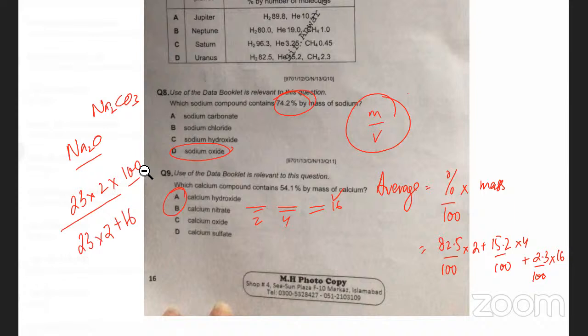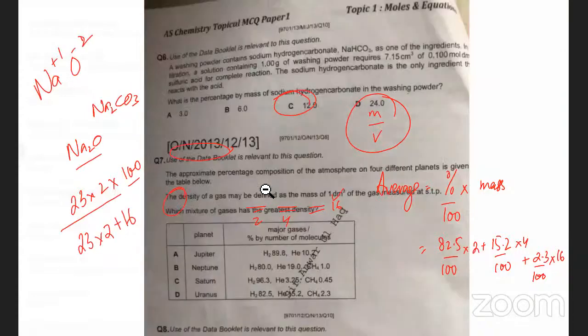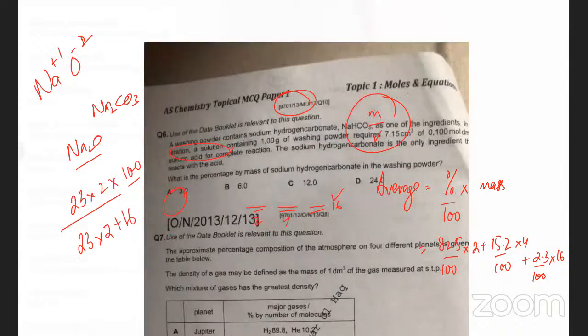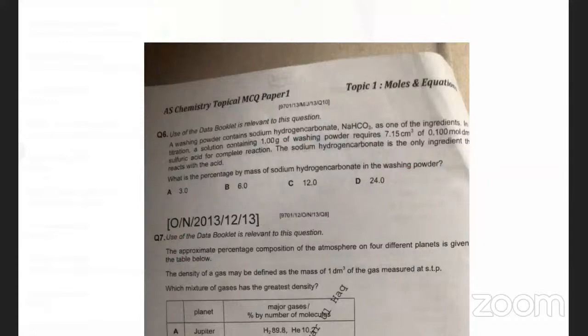Sir, don't we write it as NaO since oxygen also has a negative 2 charge and Na is plus 1 charge? Oxygen is minus 2, right? So the answer for this is D. Then the last one is kind of the same as well. You can try and do this, 54.1% by mass of calcium.